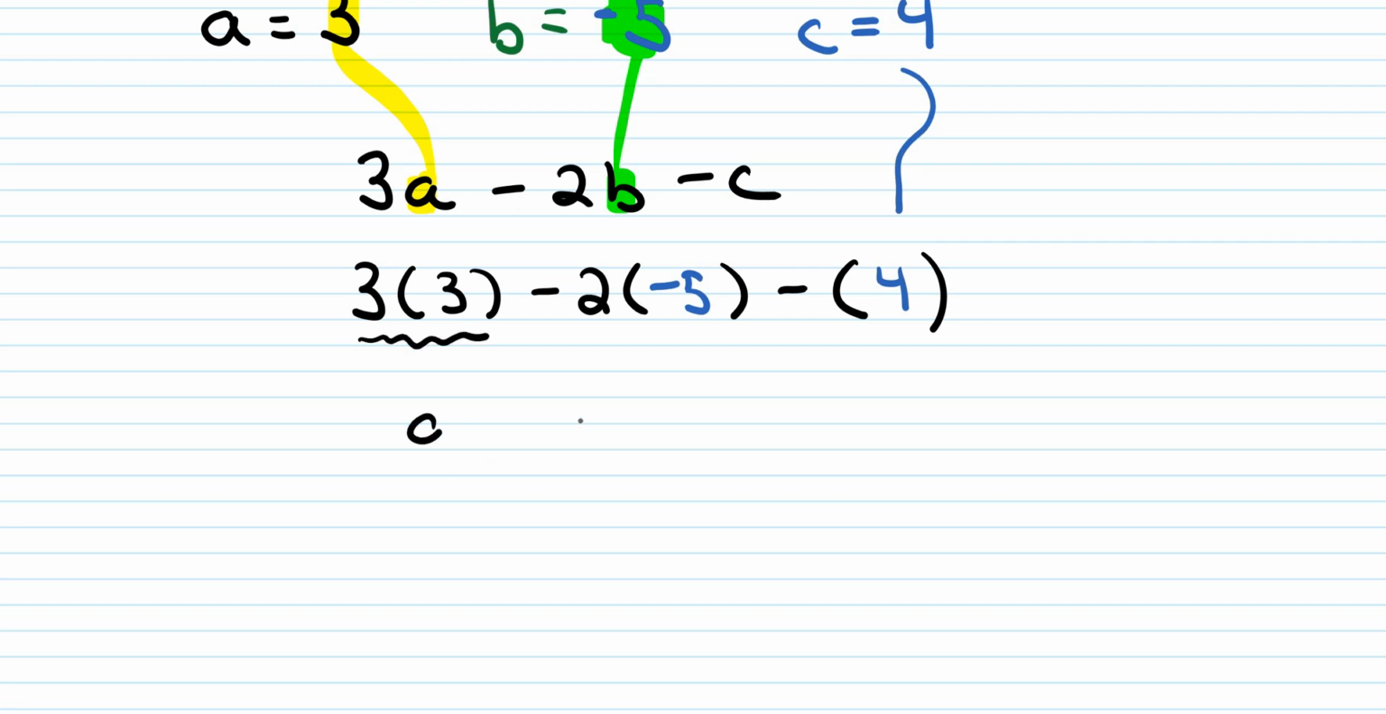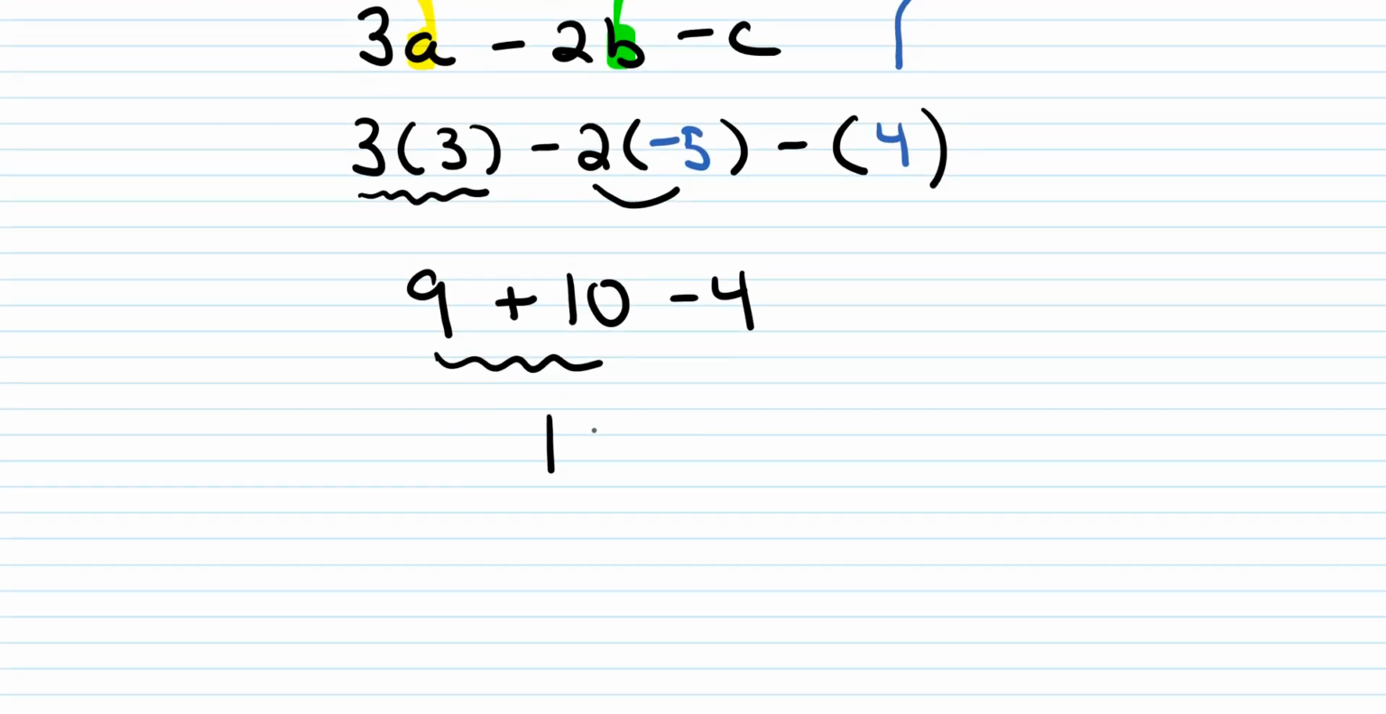Okay, and now we just got to calculate this. 3 times 3 is 9. 2 times 5, they're both negatives, so that's going to give me a positive answer, right? So positive 10 and then minus 4. 9 plus 10 is going to be 19, and 19 minus 4 is going to be 15. So my final answer there is going to be 15.